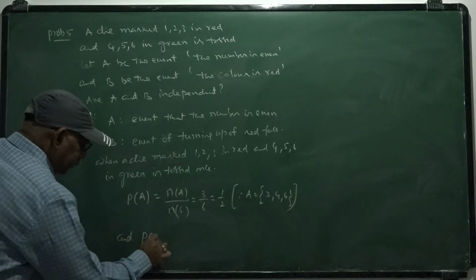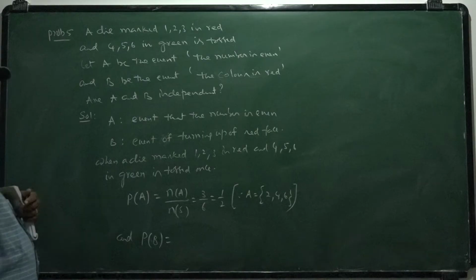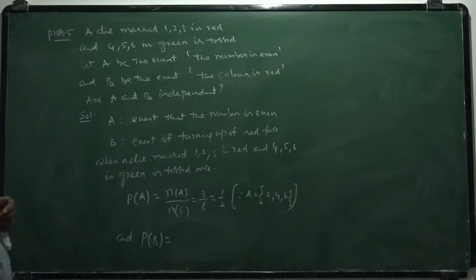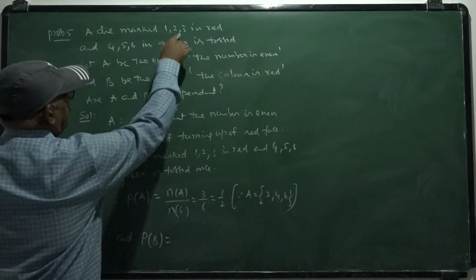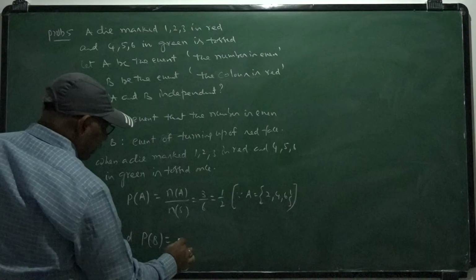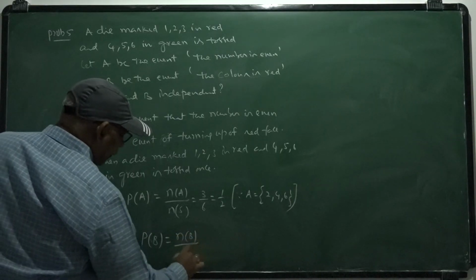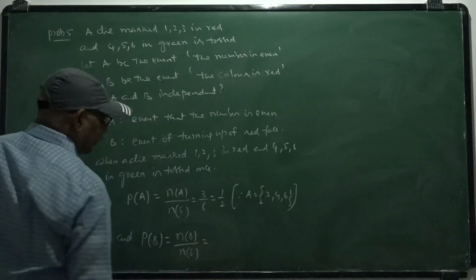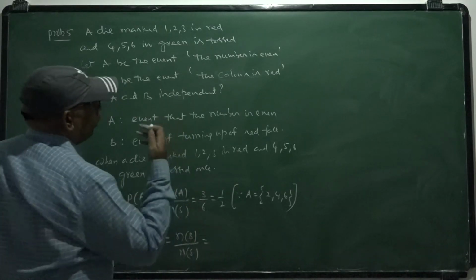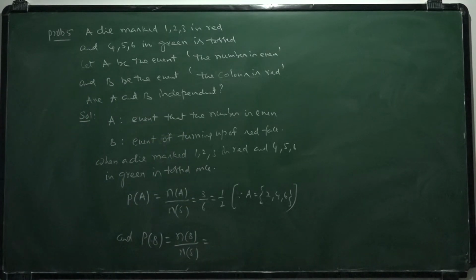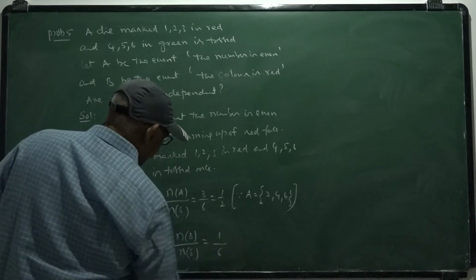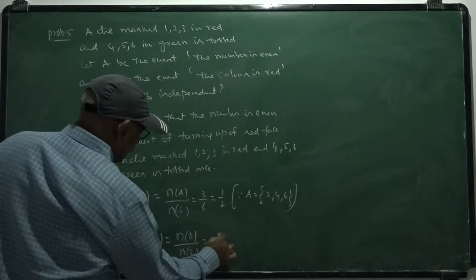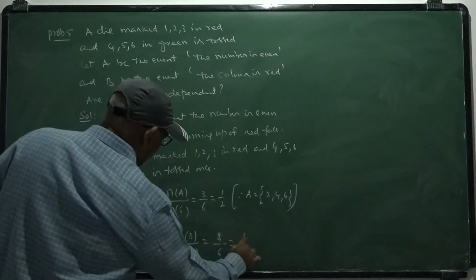And probability of B, the probability of the turning up of a face having color red. So 3 faces are in red color. Hence favorable possibilities to B are 3. The total number of faces is 6 here. So that is 3 by 6, which is also 1 by 2.